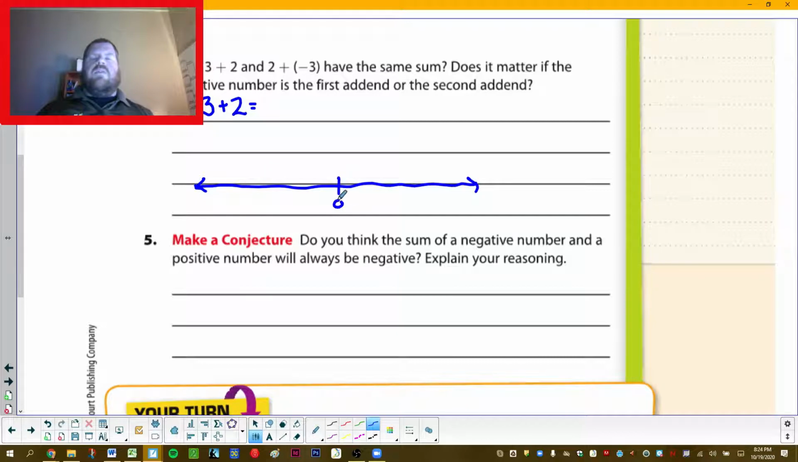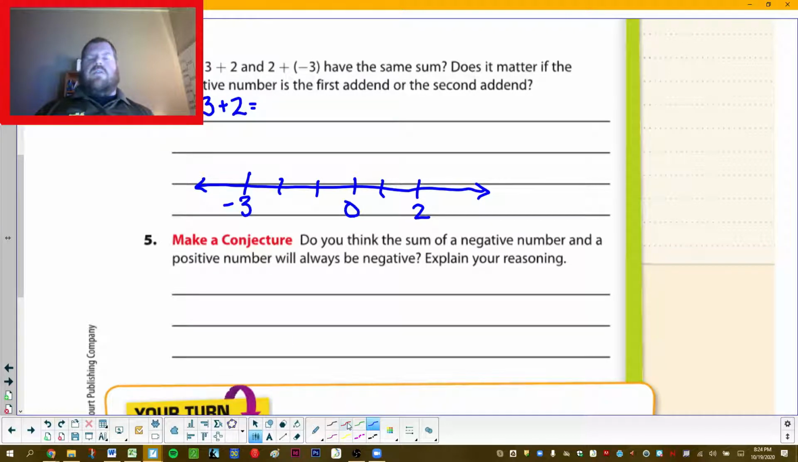So let's put 0 in the middle, and I want to go to negative 3. I don't know why I didn't give myself a little more room there. So you've got 0 there, 1, 2, 3. So there's my negative 3. And then I also have to get to 2.